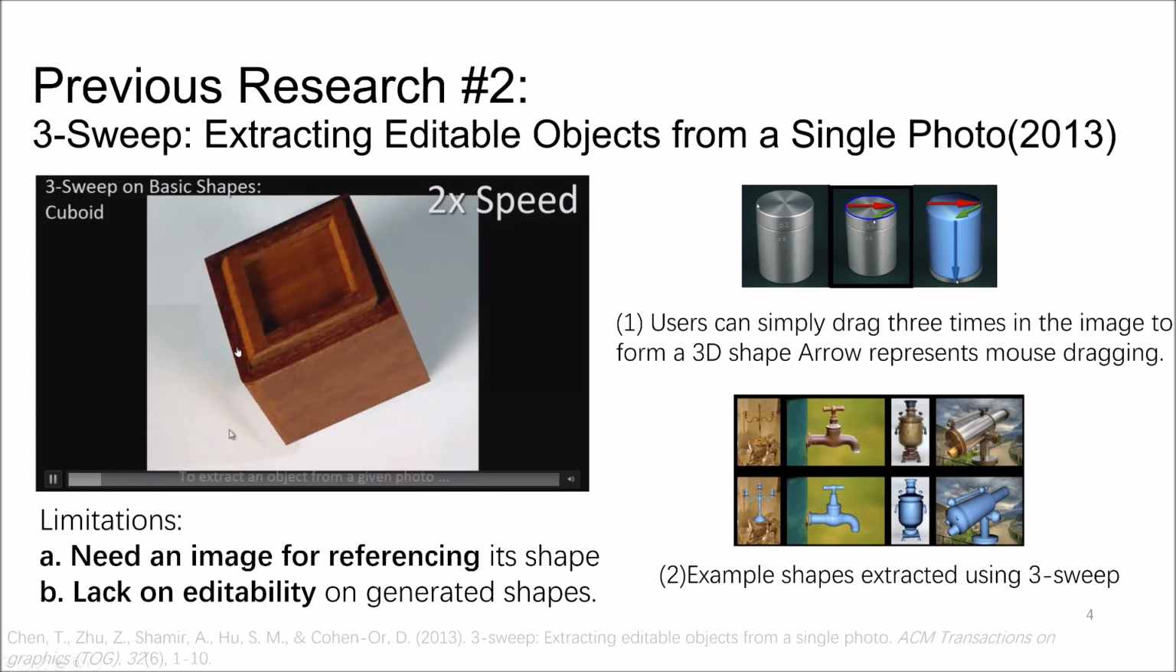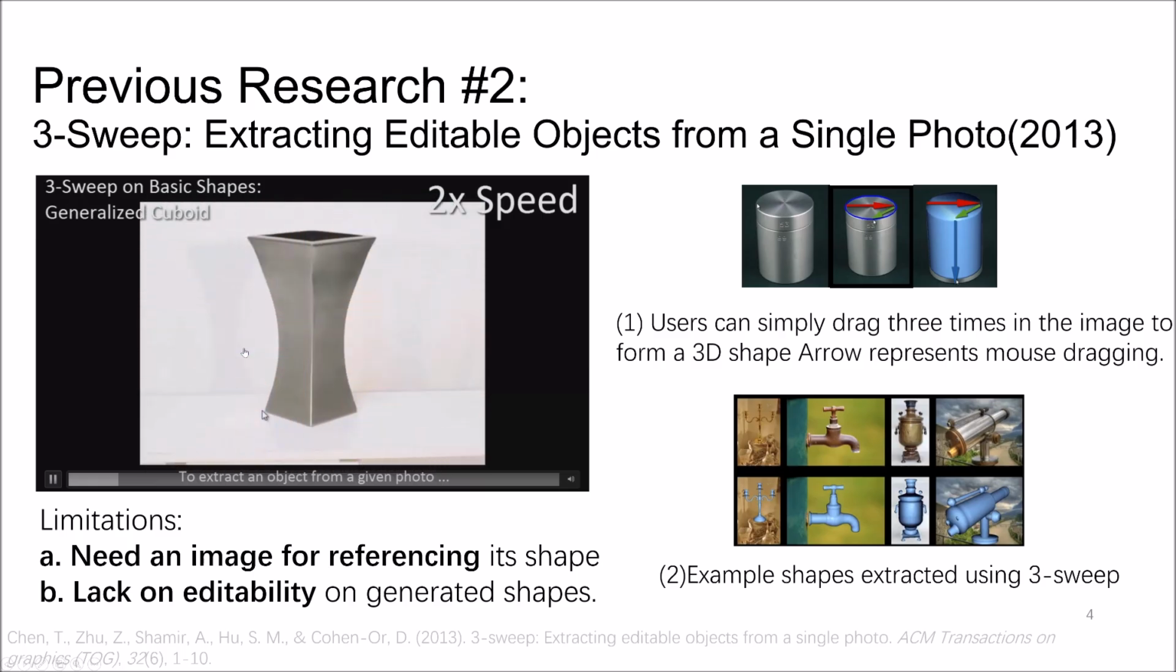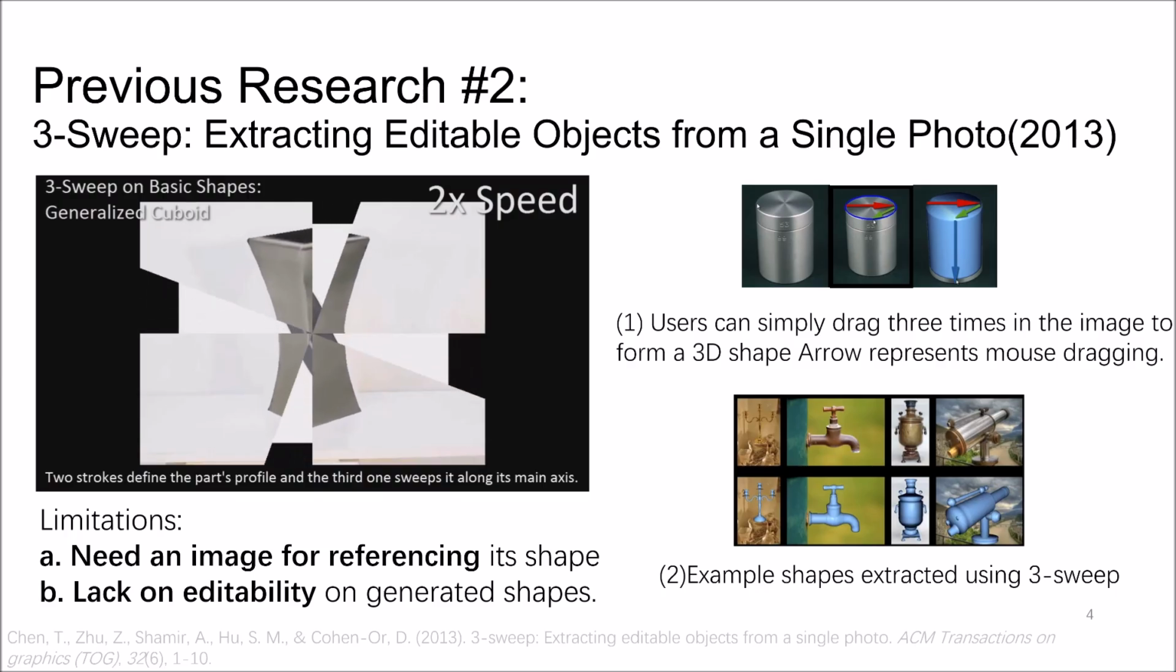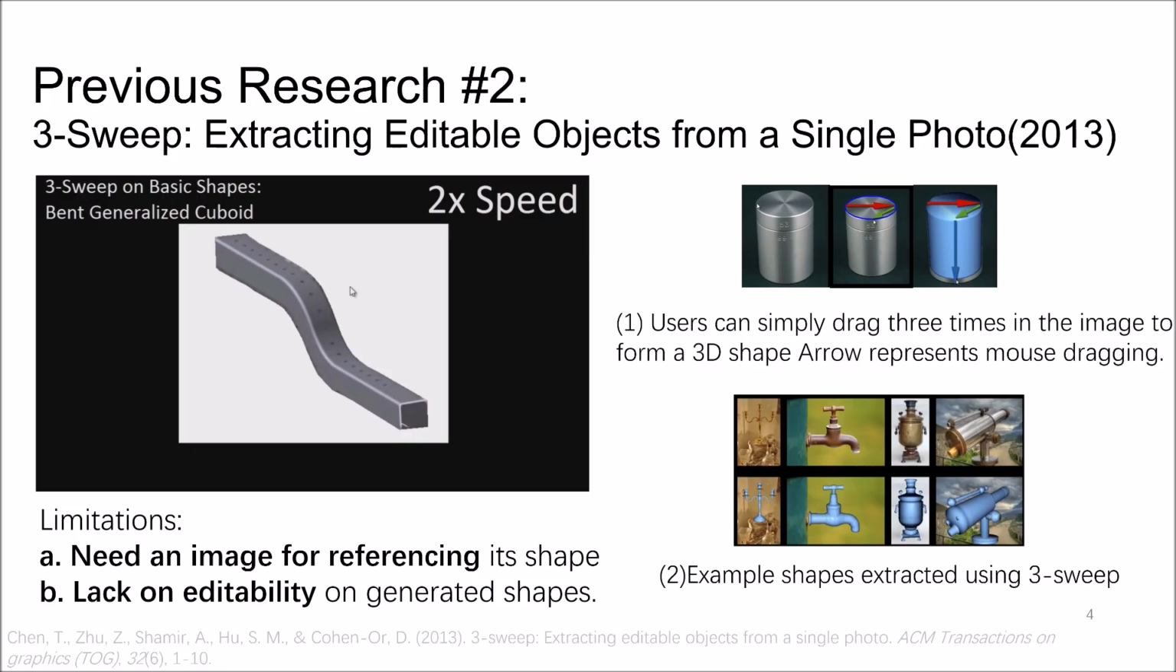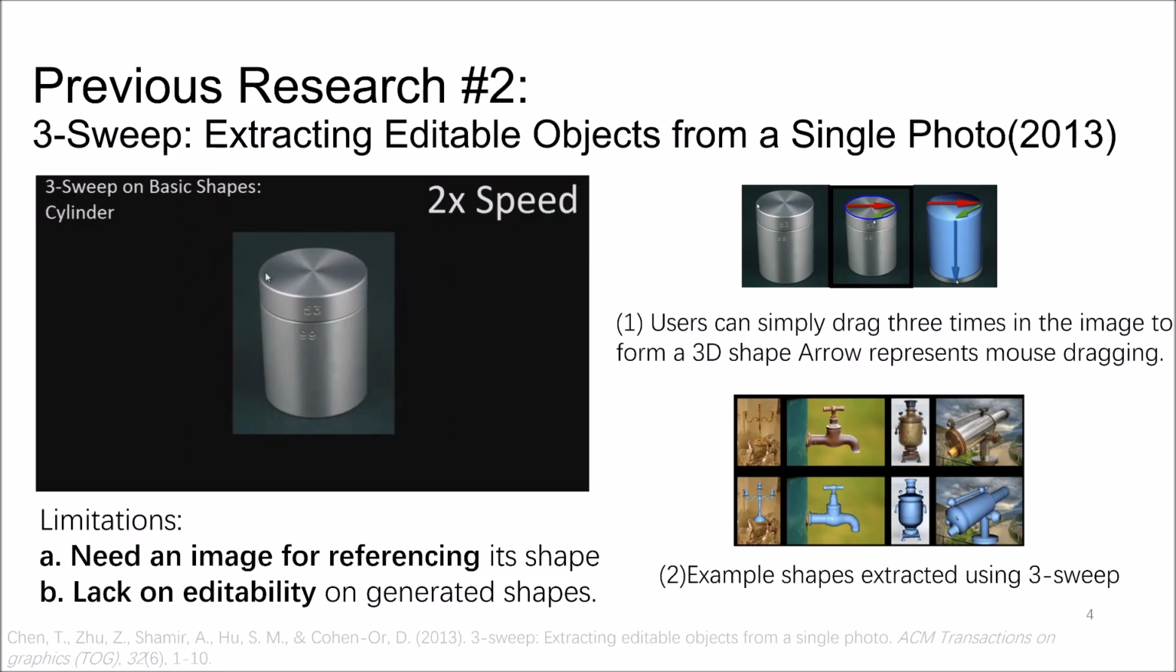The second one is 3D Sweep. 3D Sweep is a research work that allows users to extract a generalized cylinder from a single object by dragging the mouse three times. So by several such operations, it can create many shapes. However, you need an image as initial input, which means users cannot create the shape freely.